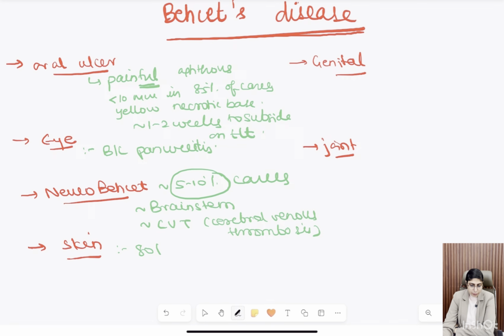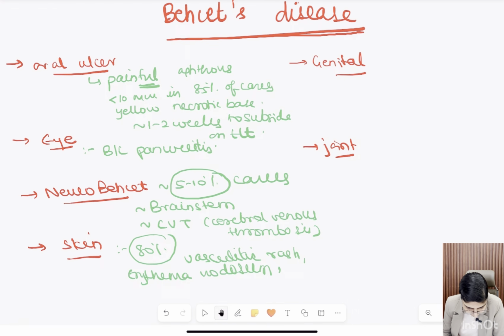Now skin, 80% of patients have skin lesions. And what are the lesions exactly? Because it is a vasculitis, a systemic perivasculitis, erythema nodosum can be a finding, or the vasculitic rash, which is a non-blanchable rash. So vasculitic rash, erythema nodosum, folliculitis. These are important features. Pathergy test is a skin test that is positive.